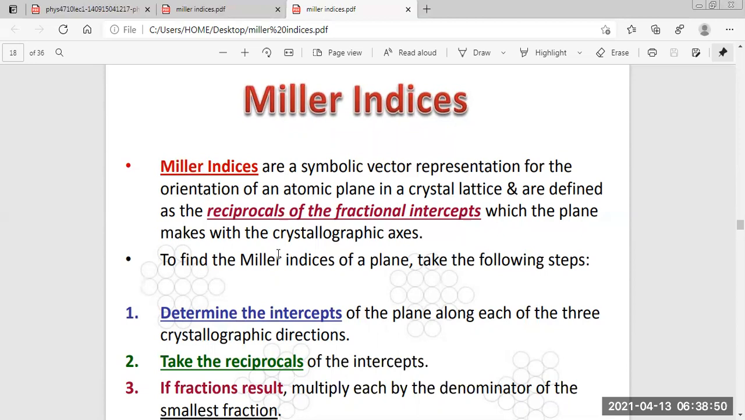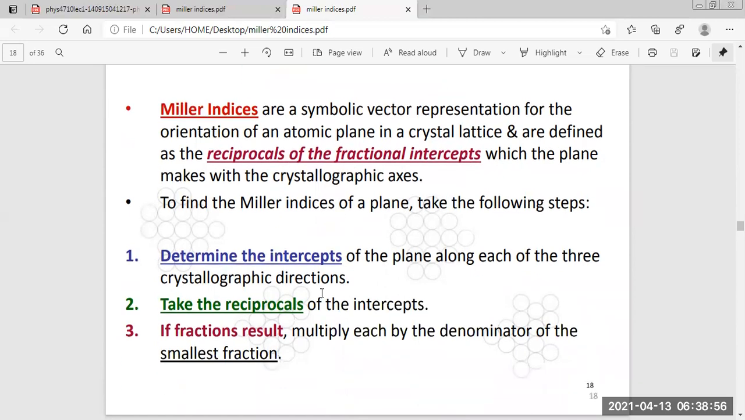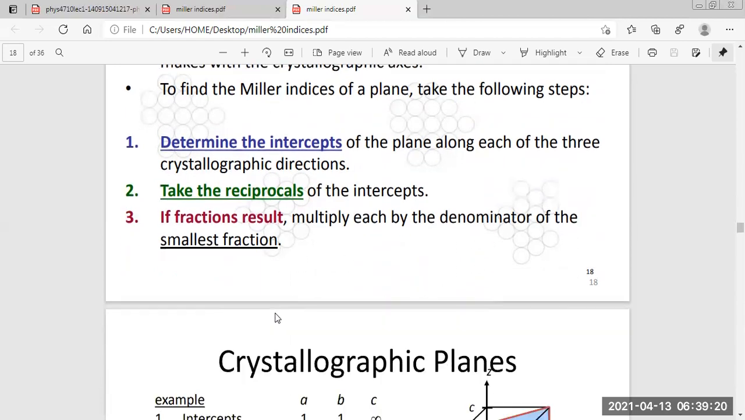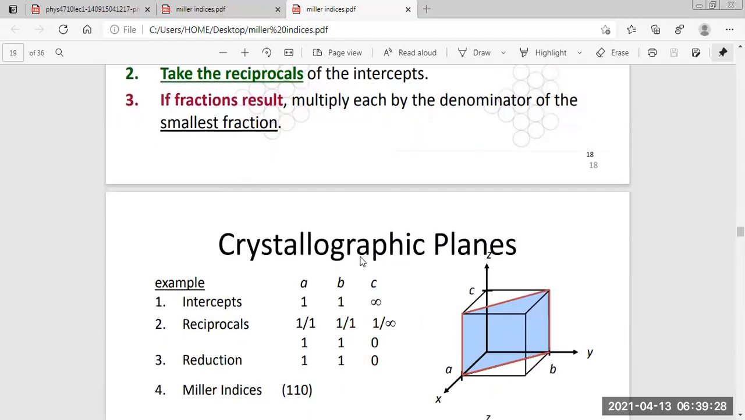With respect to the crystallographic axes, to find the Miller indices of the plane, we need to follow this procedure: determine the intercepts of the plane along the three crystallographic directions, take the reciprocals of the intercepts, and simplify. To get the smallest possible integers, take the LCM of the denominators of the fractions and multiply it with the fractions you got.